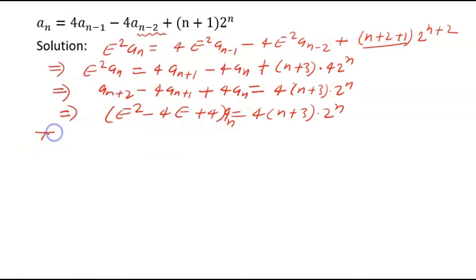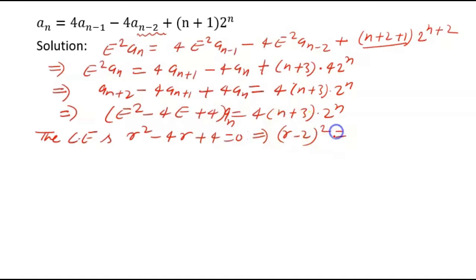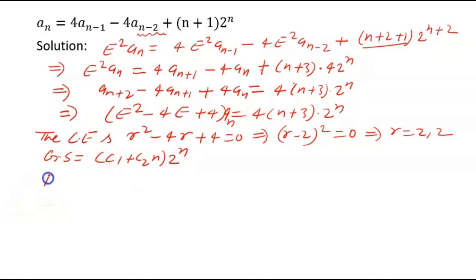So what is the characteristic equation? The characteristic equation is r squared minus 4r plus 4 is equal to 0. That will give me (r minus 2) whole squared is equal to 0, so r is equal to 2 and 2. So what will be the general solution? The general solution will be (c1 plus c2 n) into 2 to the power n. Now let us find the particular solution.